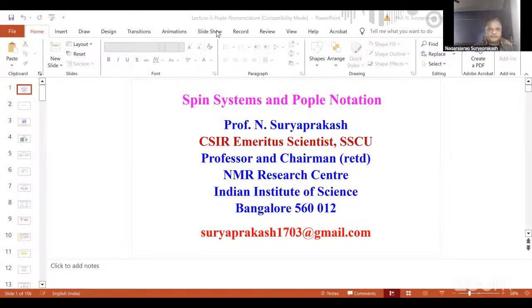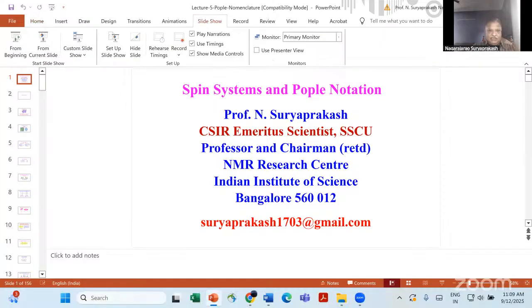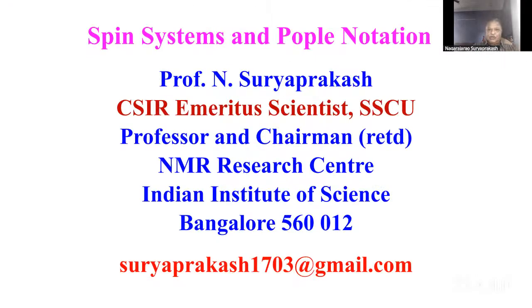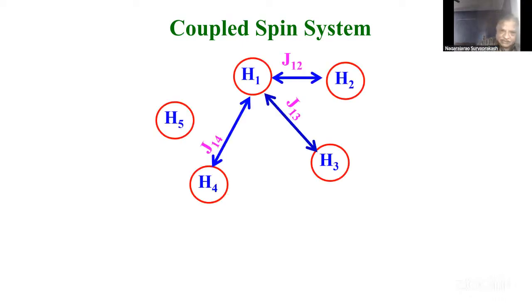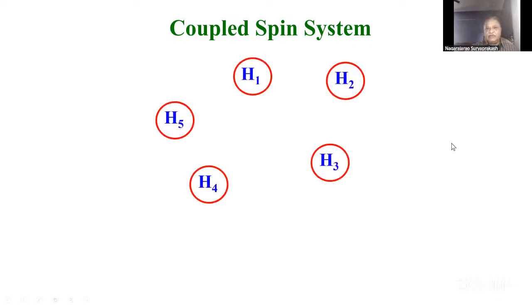Are you all able to see my slides? Since the time is short, I don't want to go into the complete class. I will tell you what is Pople notation. Before that, you have to understand what is a coupled spin system. For example, let us say in a molecule we have 5 protons. I have numbered them as 1, 2, 3, 4, and 5.